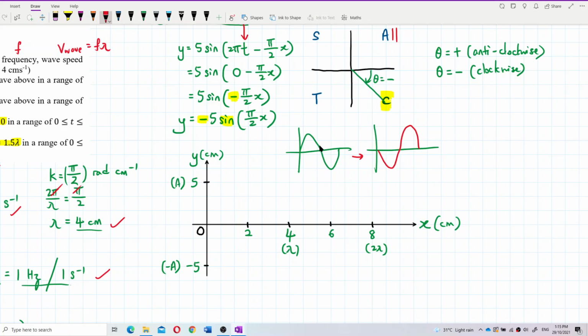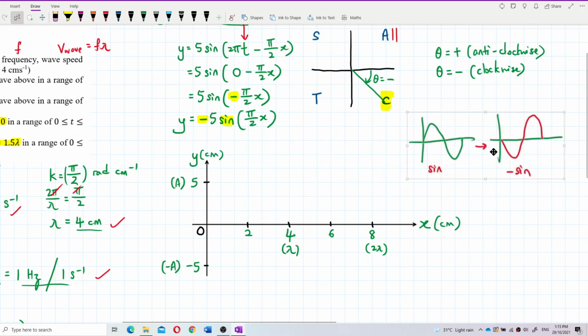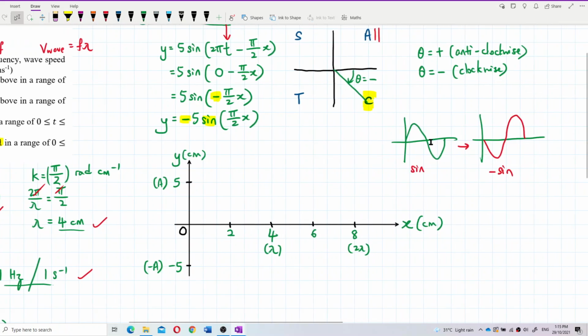Opposite. This is a sine graph. This is a negative sine graph, isn't it? So this is a sine graph, and this is a negative sine graph. We need to draw a negative sine graph. So negative sine graph is the opposite.